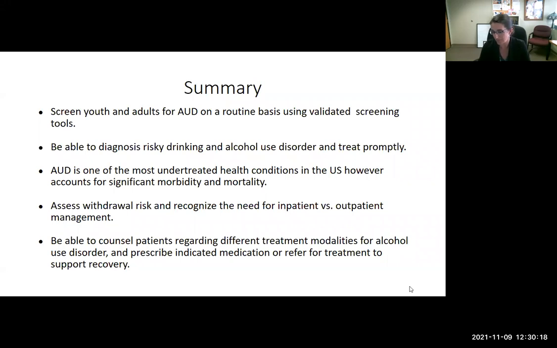So hopefully the next time that they give us those numbers of adults in treatment, we can see that that's gone up. Alcohol use disorder is one of the most undertreated health conditions in the US. I think it's like 30th on the list of chronic conditions, but it does account for significant morbidity and mortality. We want to assess withdrawal risk and recognize whether a patient needs to be inpatient versus outpatient for their acute detox, and be able to counsel patients regarding their different treatment modalities for alcohol use disorder, prescribe indicated medication, or refer to other support as possible and as they're willing.